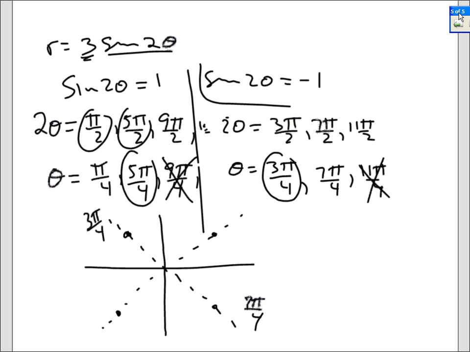Now that I have the furthest parts from the leaves, I am in a great position to draw my multi-leaf rose. There it is. And you know what? I just found 4 points.